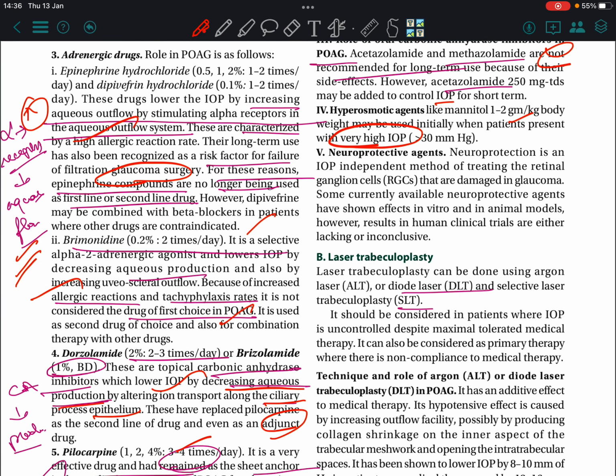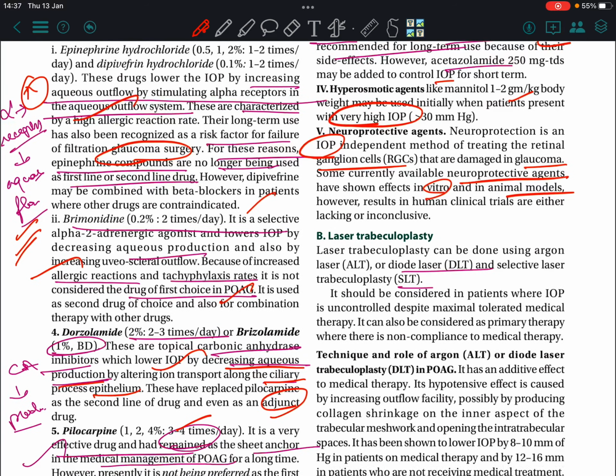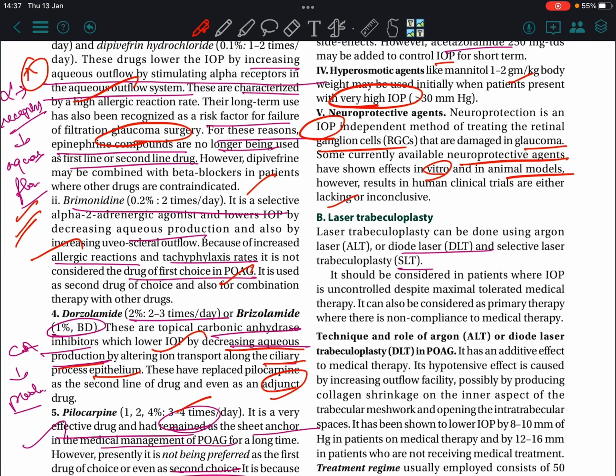Neuroprotective drugs: neuroprotection is an IOP independent method of treating the retinal ganglion cells that are damaged in glaucoma. Some currently available neuroprotective agents have shown effects in vitro and in animal models. Results in human clinical trials are either lacking or inconclusive.